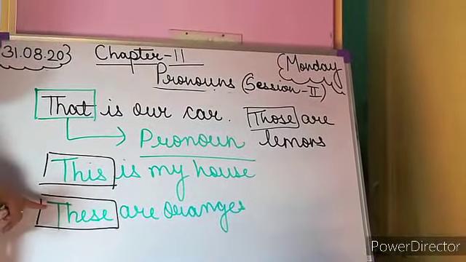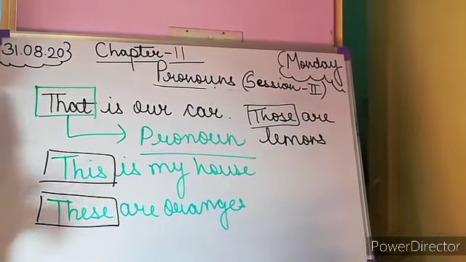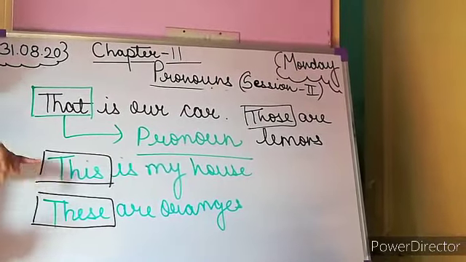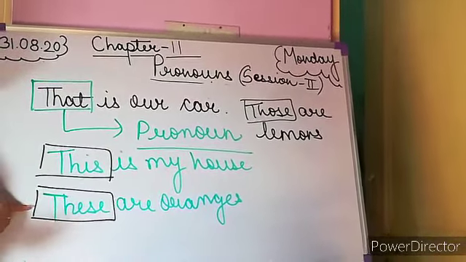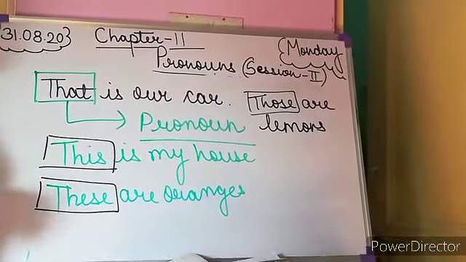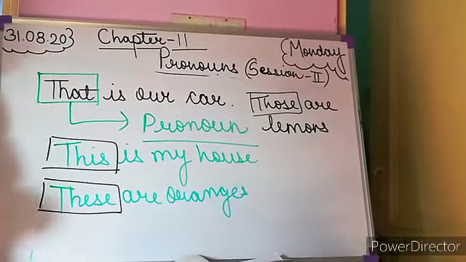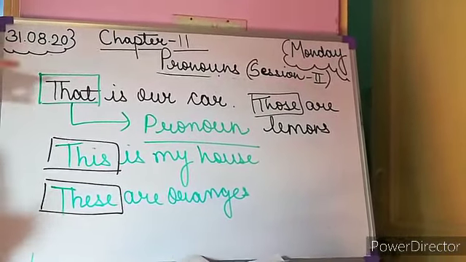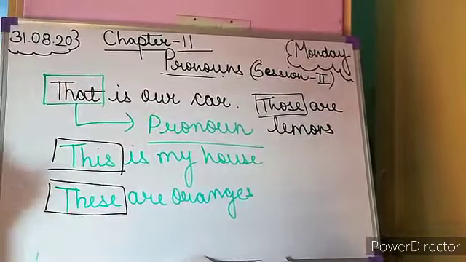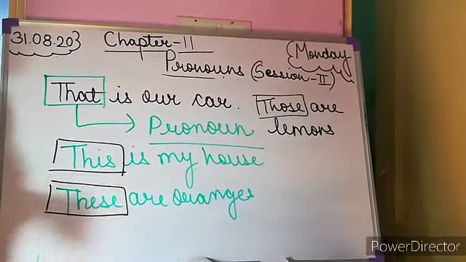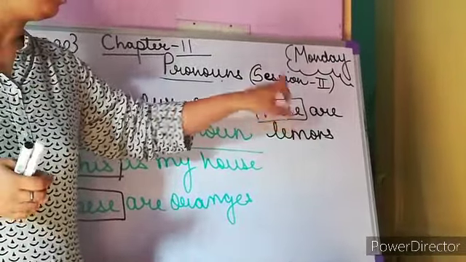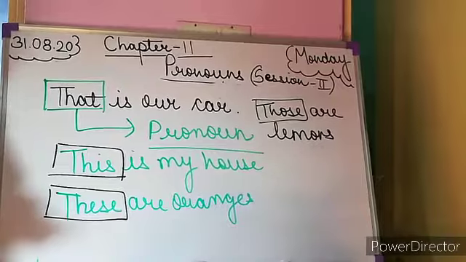This and these are used for nouns which are near to us. When there is only one noun near to us, we use this. When there are many, we use these. Similarly, when there is one thing, one animal or one person that is far from us, we use that, like the boy pointed towards the car: that is our car. And when there is more than one thing far from us, we use the demonstrative pronoun those. Children, I hope this is clear to you.